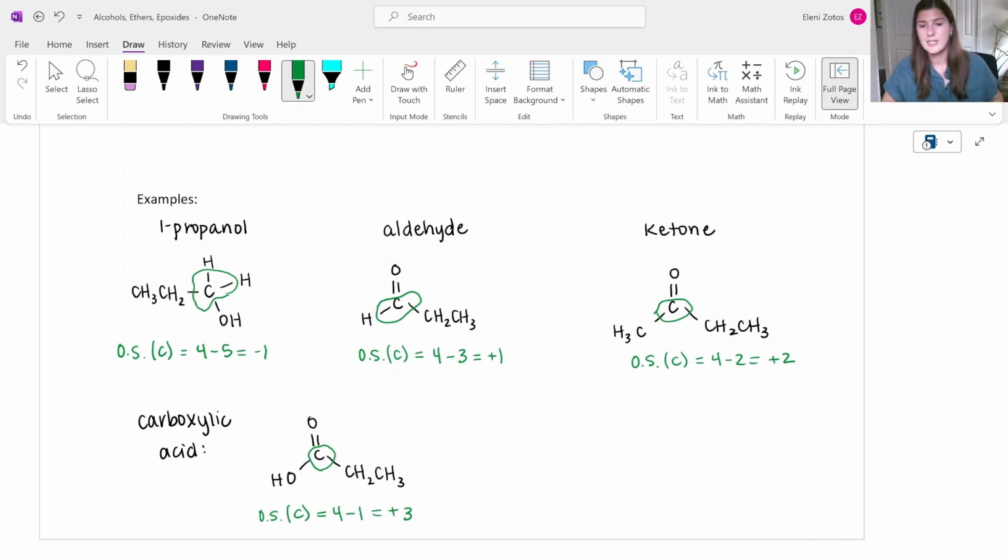So you notice that we're increasing in oxidation state when we go from an alcohol to an aldehyde to a ketone to a carboxylic acid. In the next video in this unit, we'll talk about reactions that are oxidation reactions. In these reactions, we start with an alcohol for the most part, and we end with an aldehyde, ketone, or carboxylic acid. They're called oxidation reactions because we're increasing the oxidation state of that carbon where the reaction is occurring.